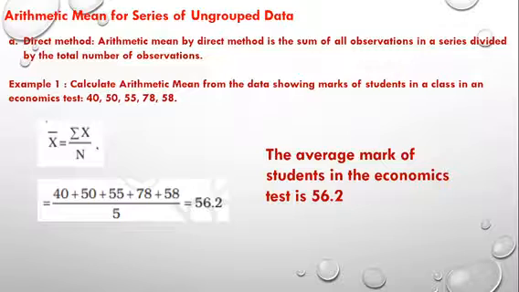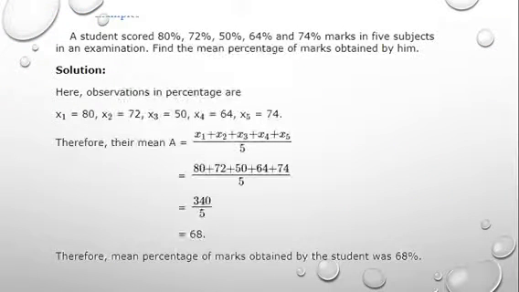Now, if you look at this example, let me give you a moment to study it and see if you can make sense out of every step that was taken there. A student scored 80%, 72%, 50%, 64%, and 74% marks in 5 subjects. You have to find the mean percentage of marks obtained by him. Of course, I believe that none of you cannot solve this or does not understand what is done. You add all the data together, divide by the number, and then it gives you that value. Okay, so that's easy. Now, look at this question.